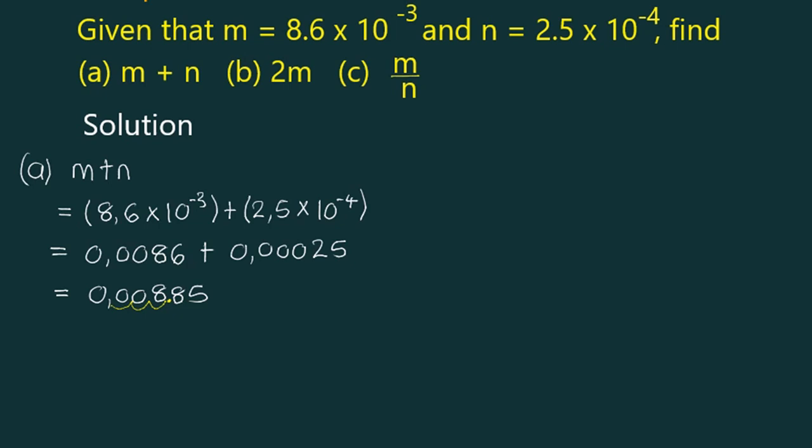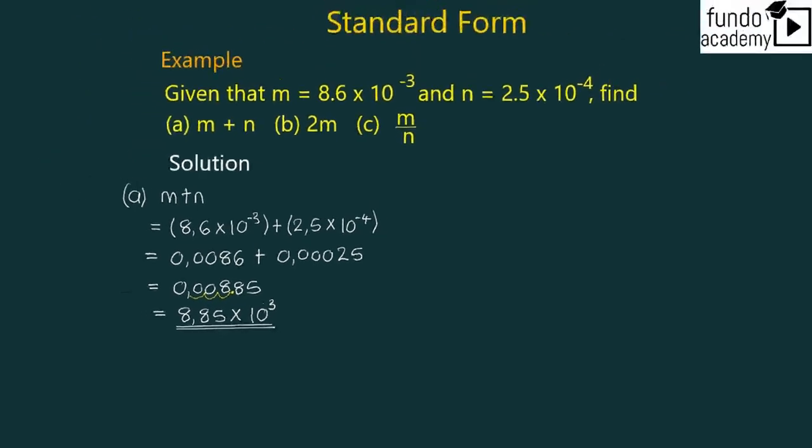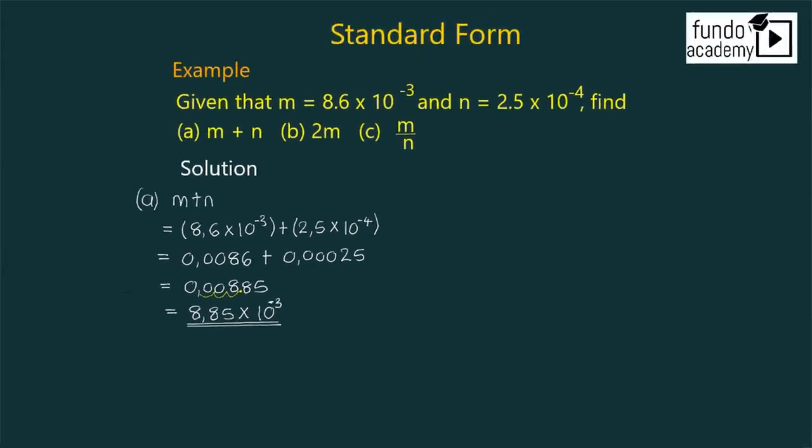Alright, so since we've moved 3 decimal places, to restore it, it will be 3 again. So we multiply by 10 to the power of -3. So it's by 10 to the power of -3 right here. Okay, so it's 8.85 by 10 to the power of -3.